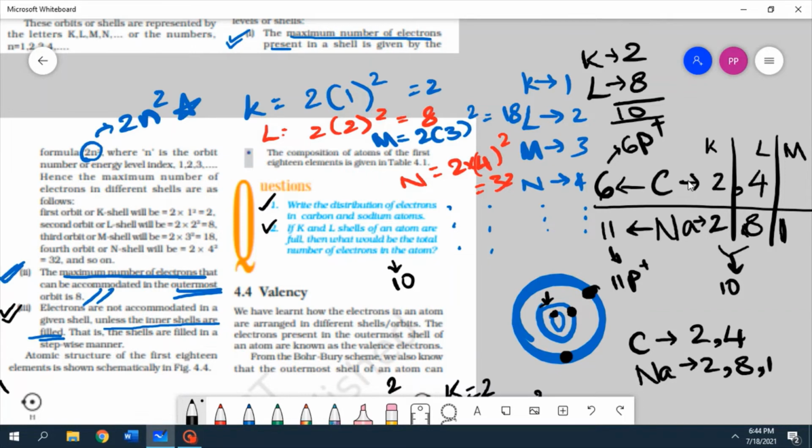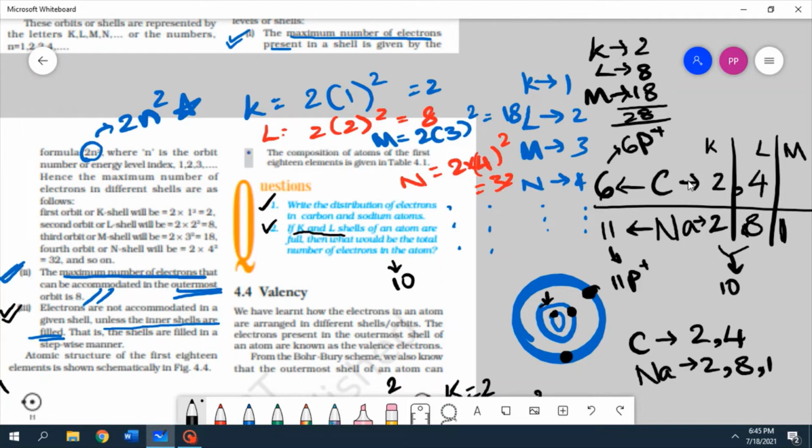If they asked you if the K, L and M shells of an atom are full, then you would say the maximum capacity of the K shell is 2, L shell is 8, and M shell is 18. So the sum would be 28, and that would be the answer. But since they asked only if the K and L shells are full, the answer would be 10 here.